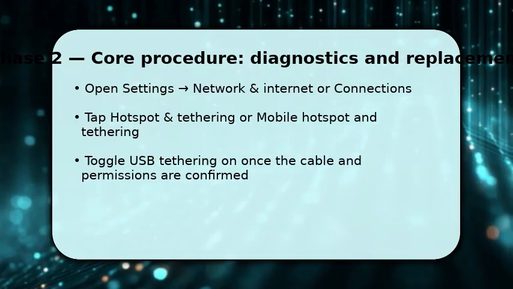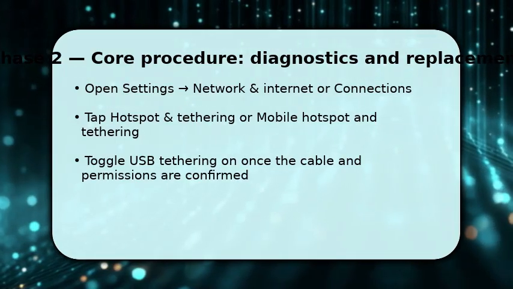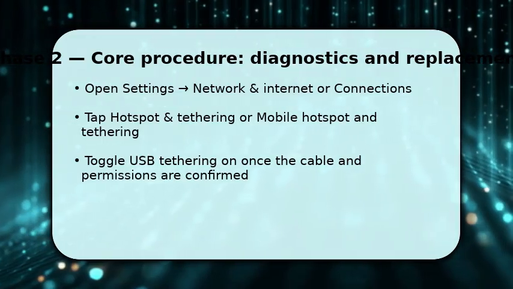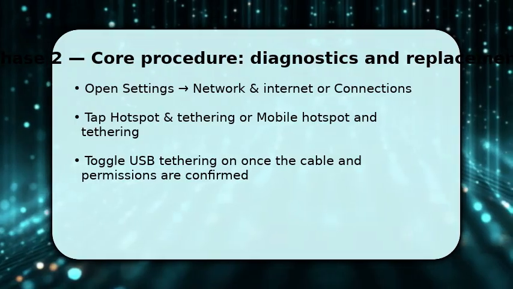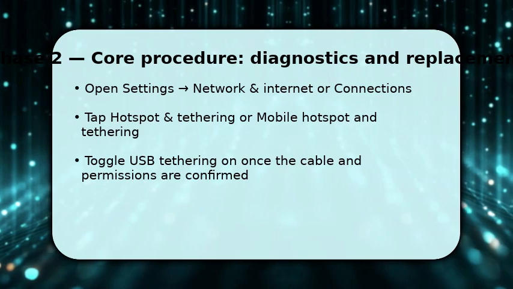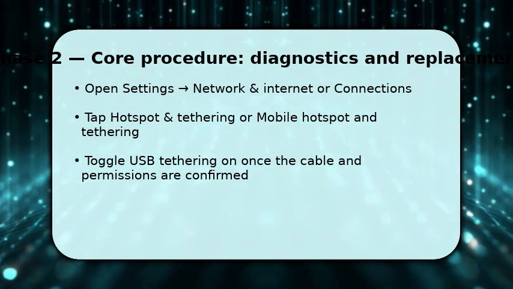Do not toggle it until the cable is connected and the PC recognizes the phone. When you switch it on, the phone creates a network interface and the computer usually installs drivers automatically. If it doesn't, give it a moment and check the PC's network panel for a new connection.